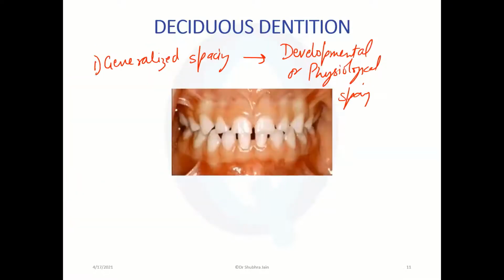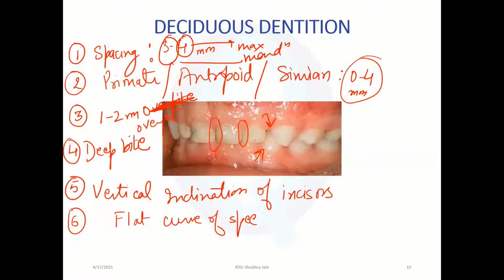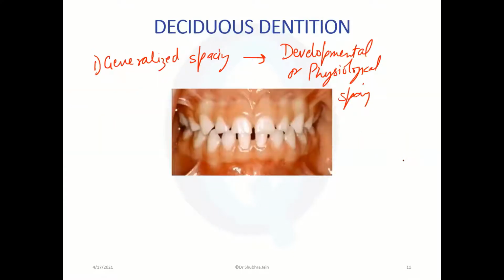So if you see these two dentitions, both are deciduous dentition. Now here you are able to see a deep bite. Can you see there is deep bite? Okay. Now what is different in this dentition? This is also deciduous dentition. What is different in this dentition?